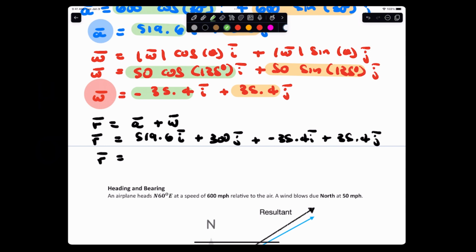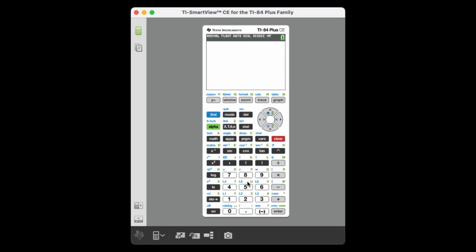So you're going to add the green components. So the green, 519.6 minus 35.4. I'm going to go to the TI. What do you guys get? What is the horizontal component? 484 point what?